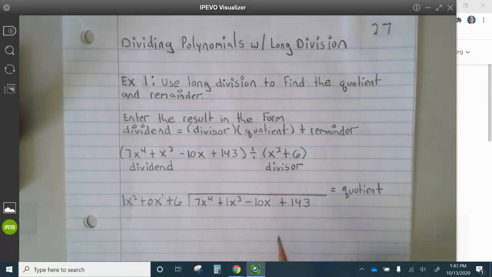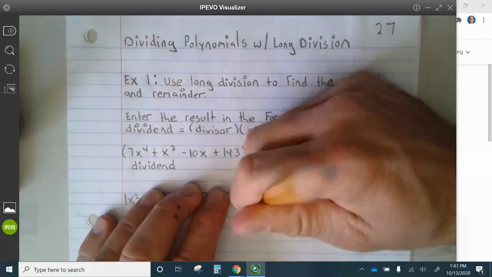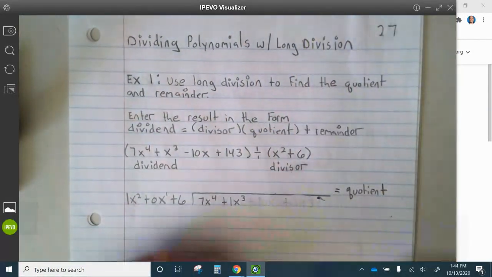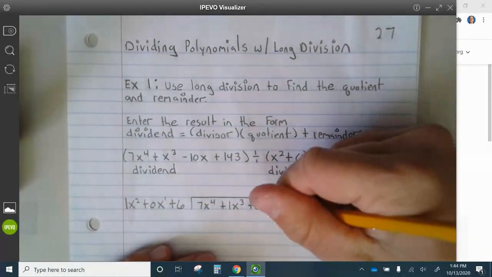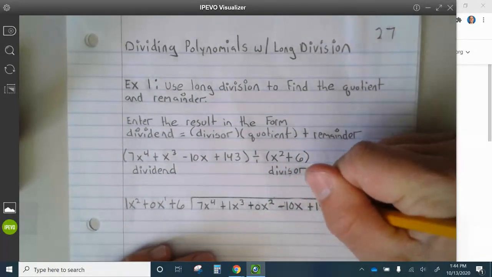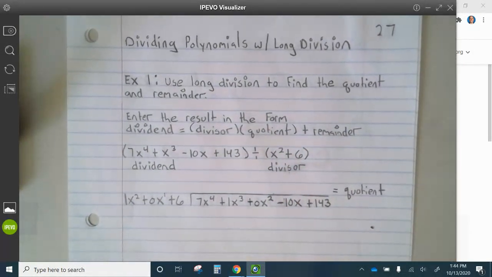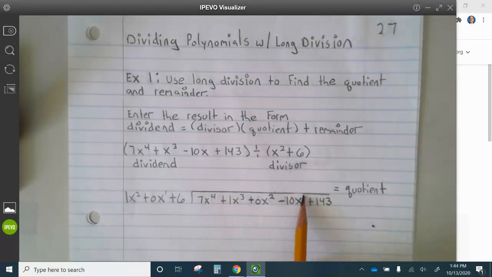Now, I made a mistake, and I'm kind of glad I did, because I want you to catch the mistake I made and see how it goes to the fourth, third. Wait, we're missing the squared, so we need to do plus 0x squared minus 10x plus 143. You always have to include all the powers, so 4, 3, 2, 1, and then constant.